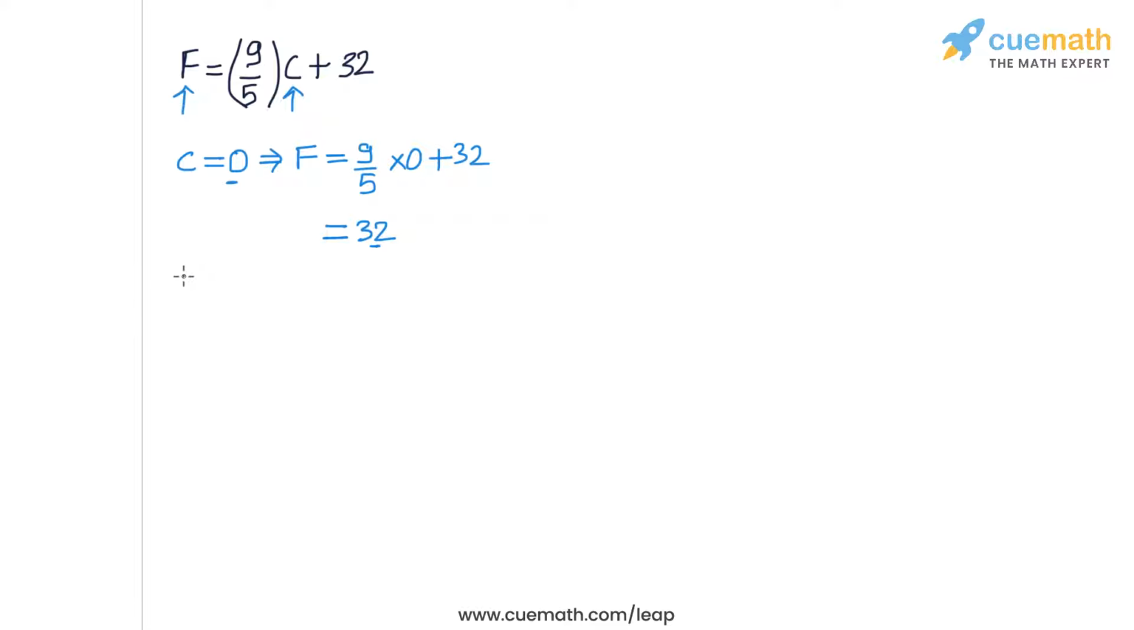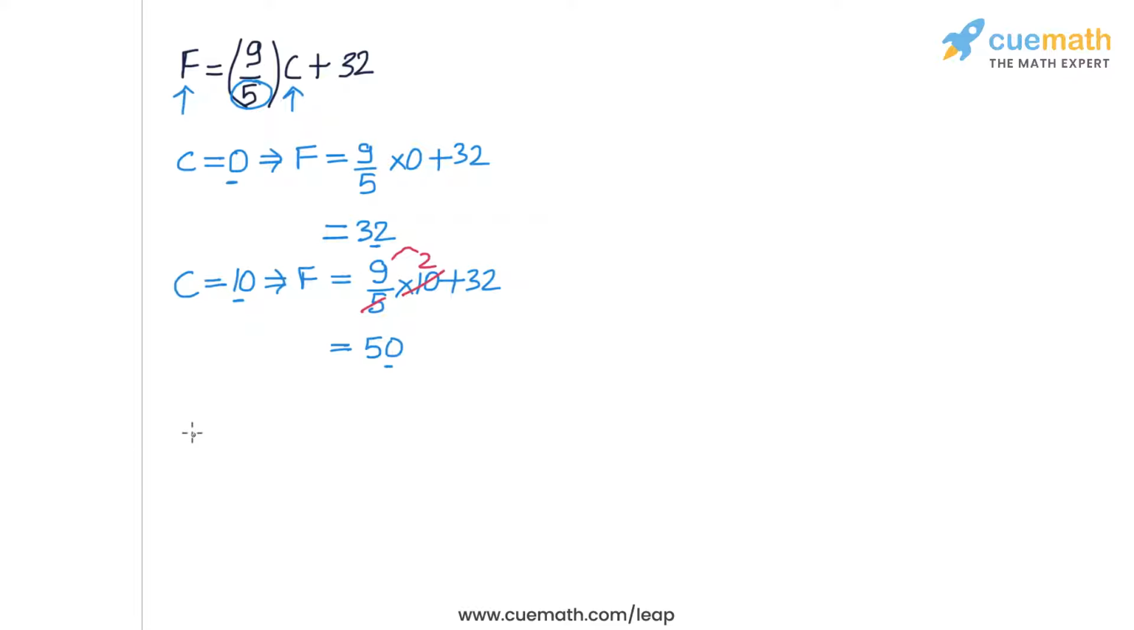And now let's take C equal to some other value. Because the denominator here is 5, let me take a multiple of 5 so that I get an integer value for F. So let's take C equal to 10. Then I get F equal to 9 by 5 into 10 plus 32, and 10 by 5 is 2, 9 into 2 is 18, and 18 plus 32 is 50. So I get F is equal to 50. So corresponding to 10 degrees Celsius, the Fahrenheit temperature is 50 degrees Fahrenheit.